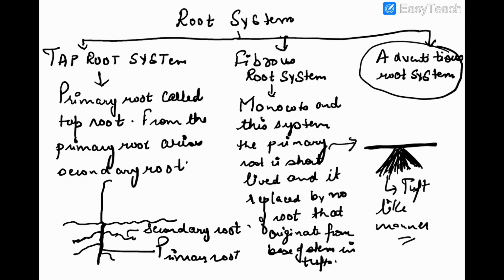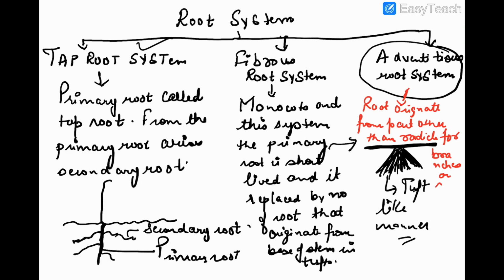We know that root, whether taproot, originates from the radicle. But if a root originates from a part other than the radicle, it is known as adventitious root. Here, root originates from a part other than the radicle. For example, if a root originates from branches or stem.